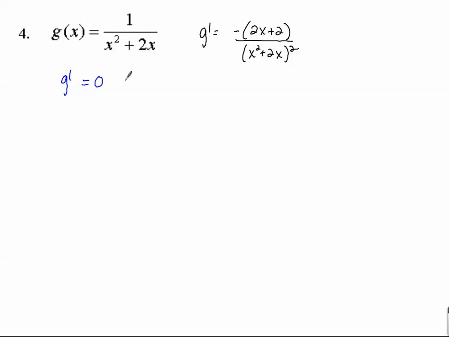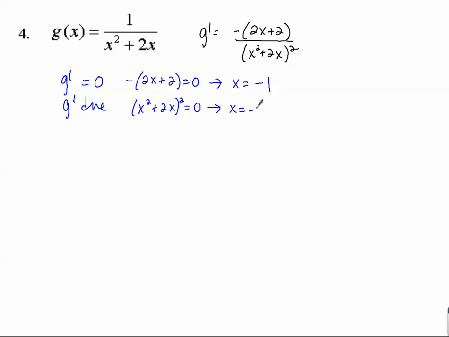So the 0 is when the numerator equals 0, and that is when x equals -1. G prime doesn't exist when the denominator equals 0, and that is at -2 and 0. The only thing is we're not going to call these critical numbers because if you look back to our original function, our denominator of our original function equals 0 when x equals -2 and 0. These are asymptotes, vertical asymptotes.